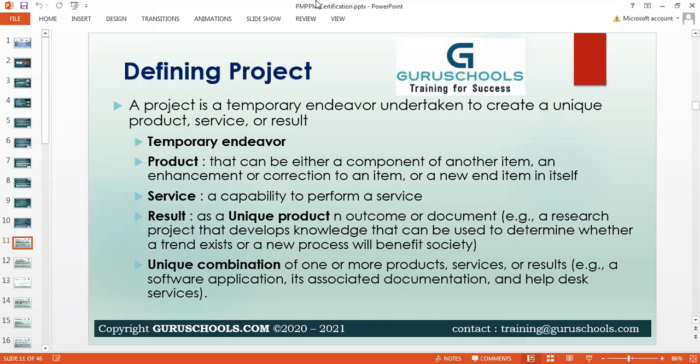Then there's a service, a capability to perform a service. So when I say I need to provide a langar on the 10th of January, you know langar, right? Langar is a free food service for all devotees coming to the Gurudwara. For that, I need to plan the utensils, the groceries, the cooks as well, and the serving persons as well. So to plan this, it's a temporary endeavor.